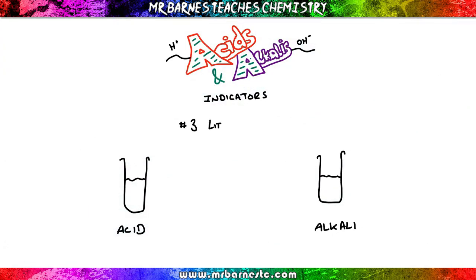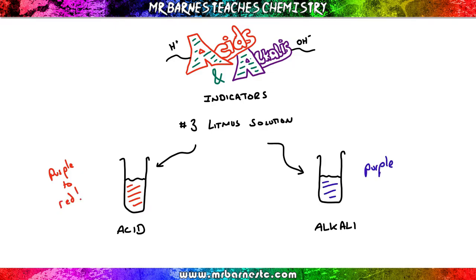And the third and final indicator you need to know is litmus solution. Now litmus solution starts off purple. If you take that and put it into an acid, it will go red. And if you take it and you put it into an alkali, it will go from purple to blue.